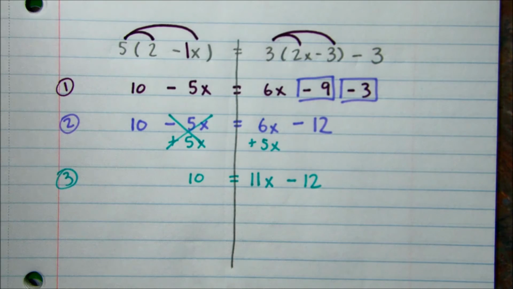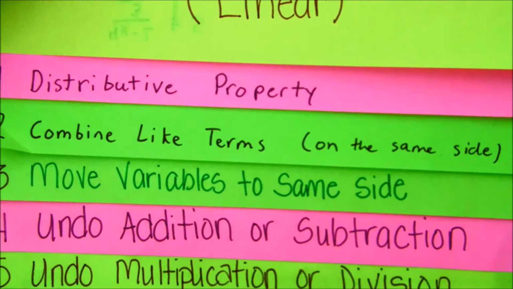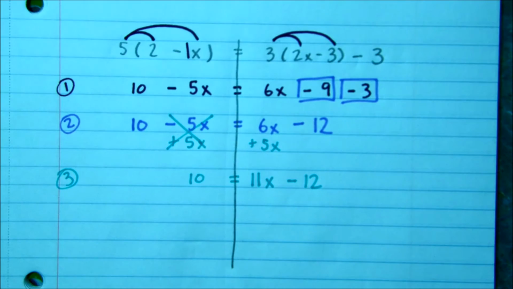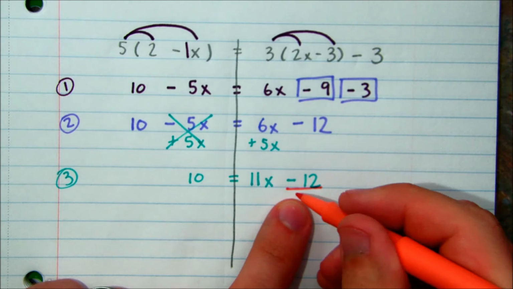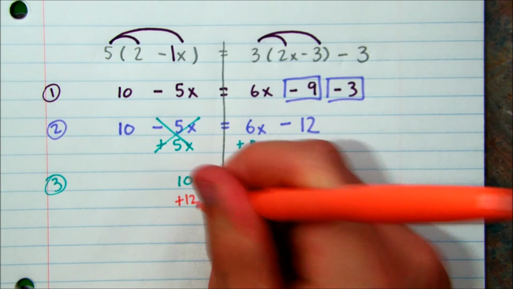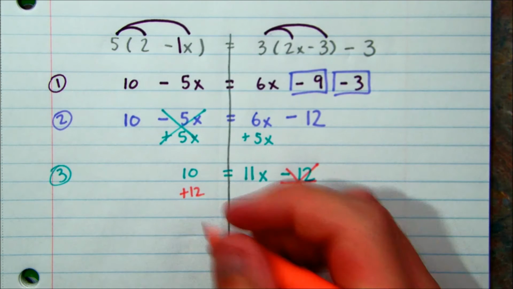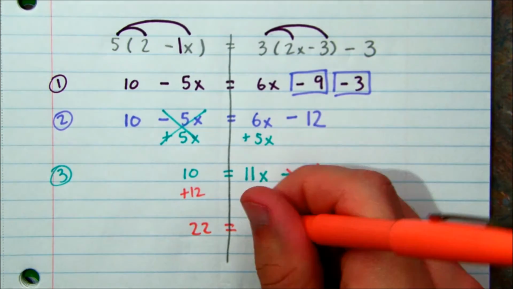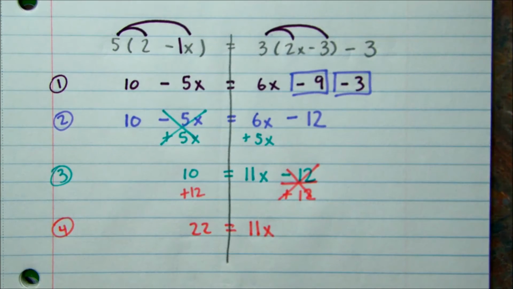Step 4 says to undo addition or subtraction. Now here's what this means. This means if I have a variable, or a variable with a coefficient, I'm going to move this component. Since I have a minus 12 here, I'm going to move it by adding 12. Because negative 12 plus 12 is 0. That cancels out. So 10 plus 12 is 22. Equals, that's canceled, so I'm left with 11x. So that's what I mean by undo addition or subtraction.